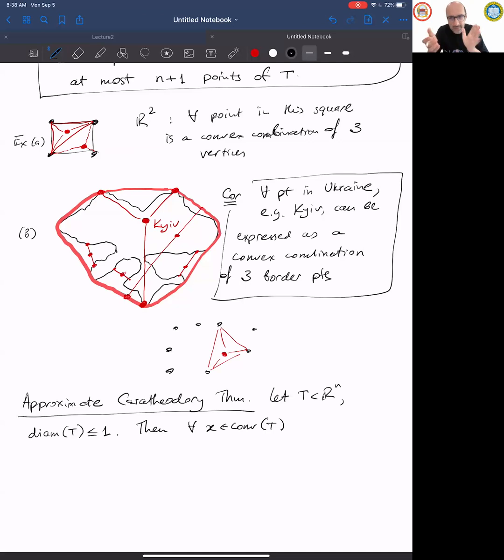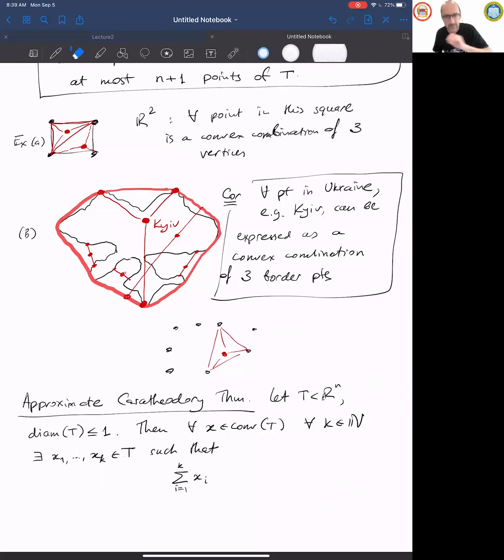if you give me a budget of k points, so for any k, you're giving me the order. You say, okay, here is point X, please represent it by k points in the convex hull. Then this is how I can do this. So there exist k points in T such that the error between, okay, sorry. So there's lots of good news here.